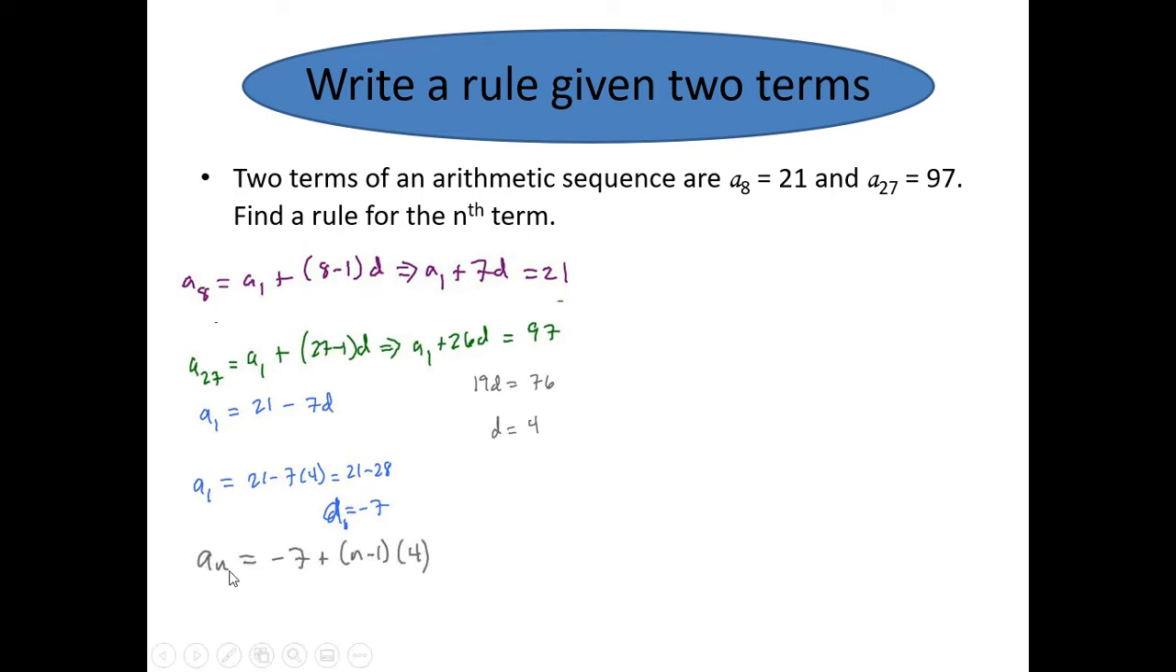So a sub n is equal to a sub 1, which is negative 7, plus n minus 1 times d, which is 4. And I could rewrite that. A sub n is equal to 4n minus 11. Give you a second to jot that down.